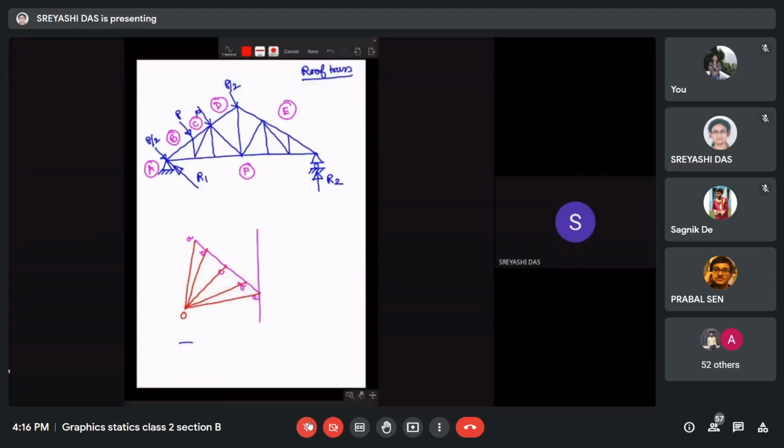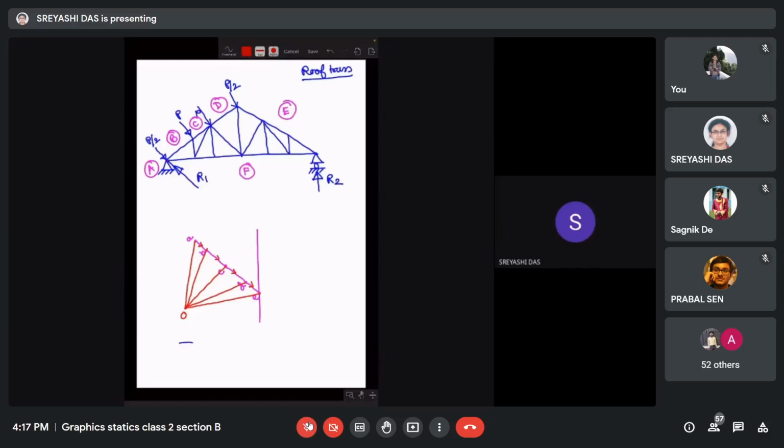And now we will draw. So this is actually force. So AB force is resultant of BO and OA. BC force is resultant of CO and OB. CD force is resultant of DO and OC. So like this.